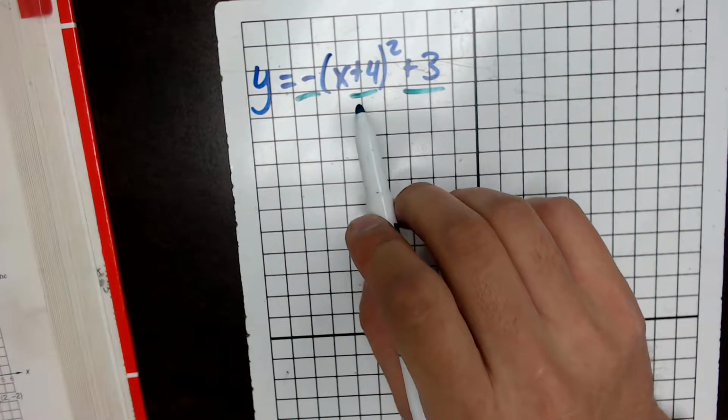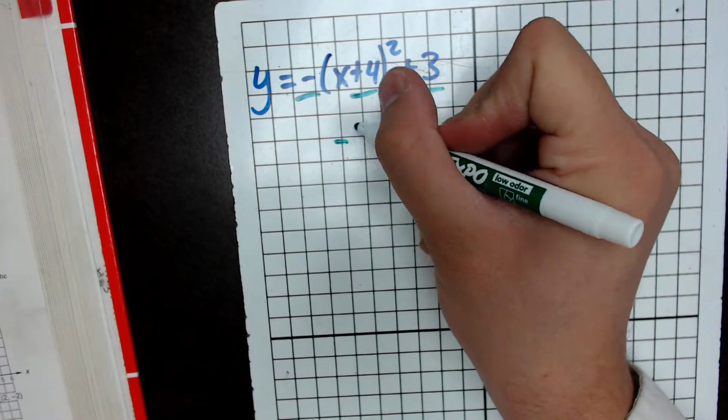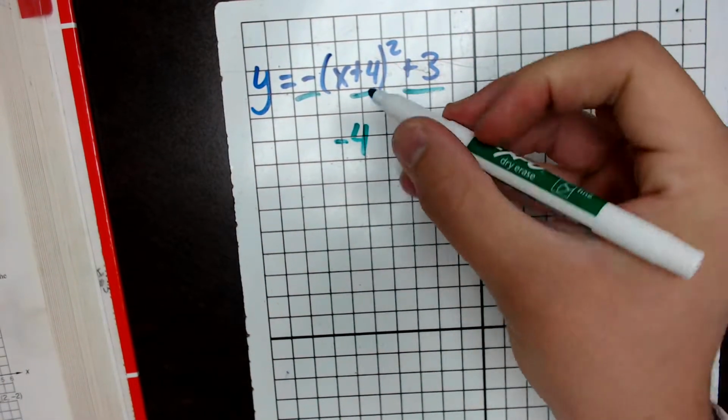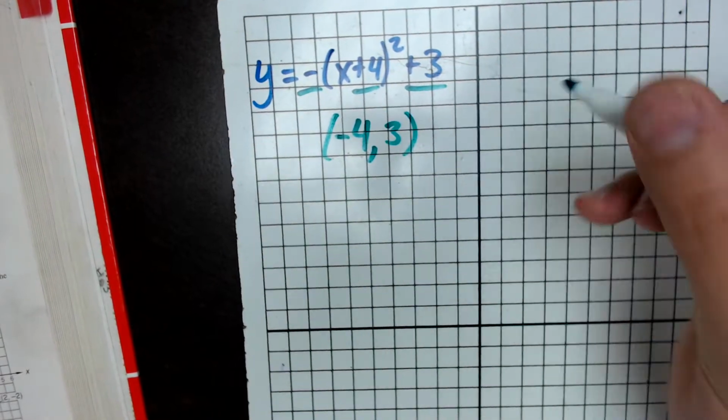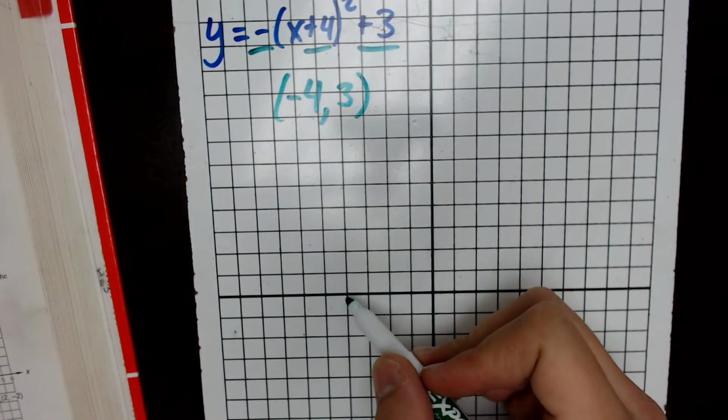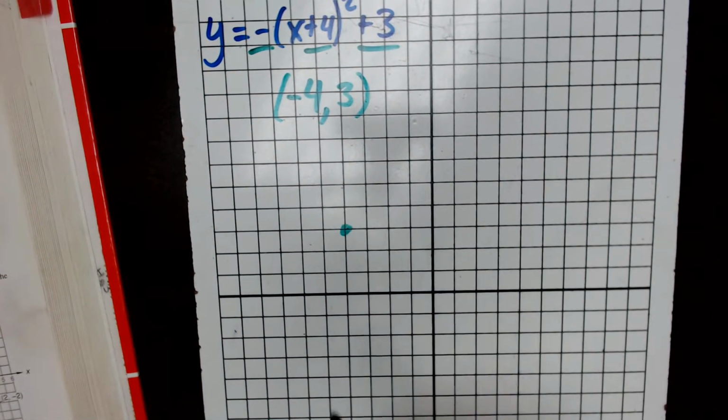So the vertex of our parabola is going to be negative 4, which is the opposite sign, and then the same sign as this one, 3. So these two numbers give us the vertex. If I go to negative 4, positive 3, that is the vertex of my parabola.